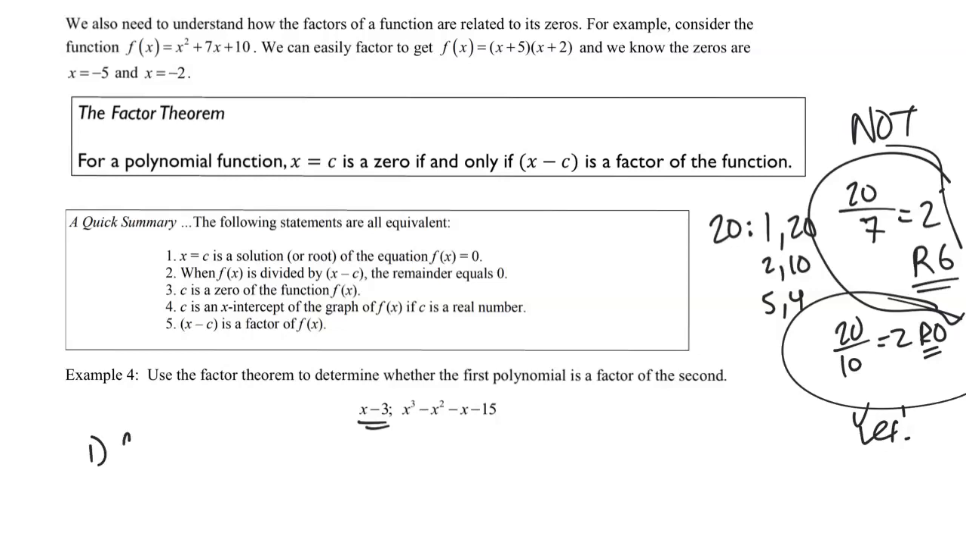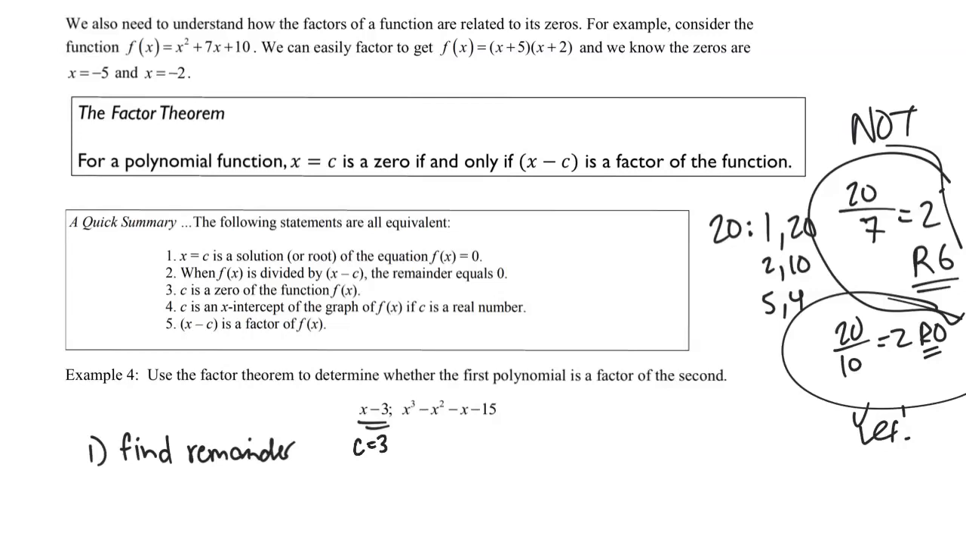So the first thing I want to do is find the remainder. Now you have 3 options for doing that, and we discussed those earlier in the notes: long division, synthetic division, or remainder theorem. I highly prefer the remainder theorem because it's very fast and easy. So what number do I need to plug in here to figure out the remainder for x minus 3? Well, that would be positive 3.